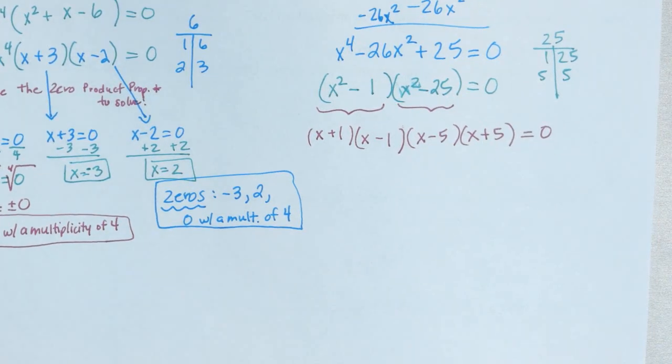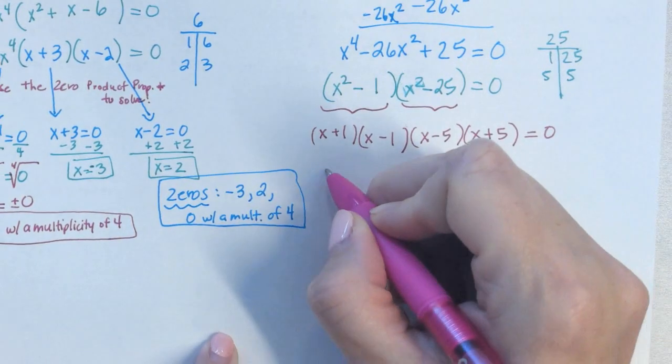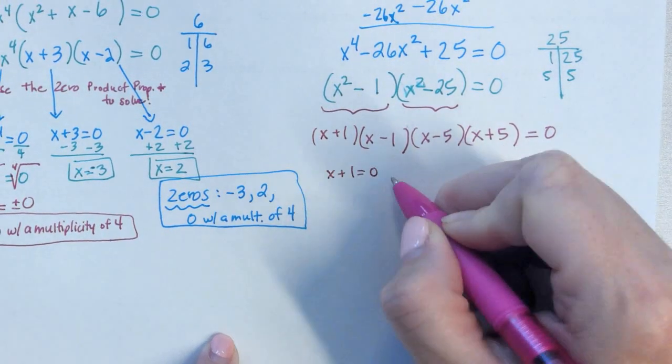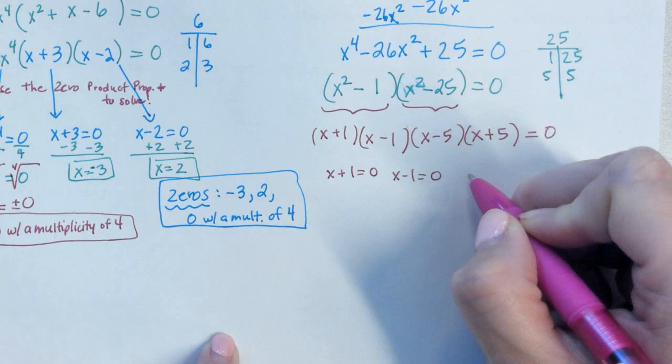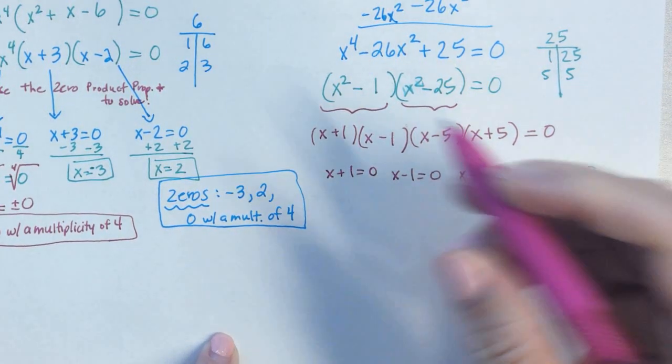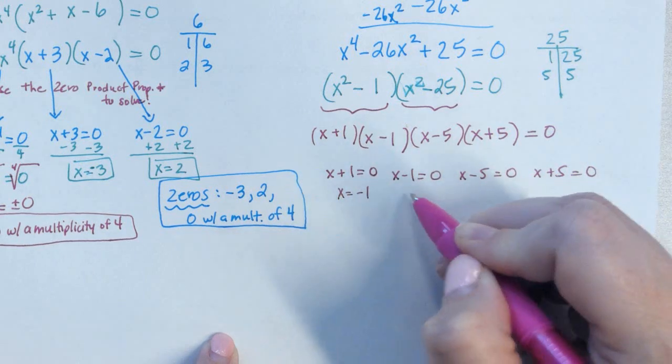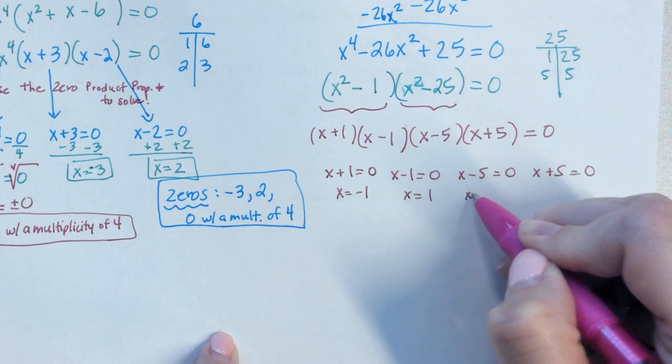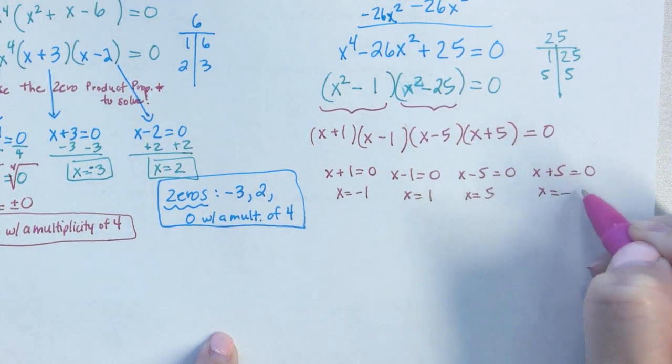And now we can set each of them equal to 0. Okay, so x plus 1 equals 0, x minus 1 equals 0, x minus 5 equals 0, x plus 5 equals 0. So I'll get x equals negative 1, x equals positive 1, x equals 5, and x equals negative 5.